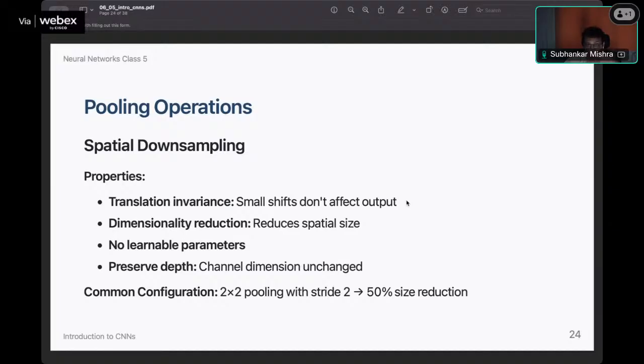And then pooling introduces another feature also, where a size reduction happens, right? Spatial downsampling that we call. I don't know if you have started looking at some image related or ResNet related models. So pooling specifically leads to lower sizes of images. For example, one common configuration is 2 cross 2 pooling with a stride of 2. It basically ends up with a 50% size reduction, right?